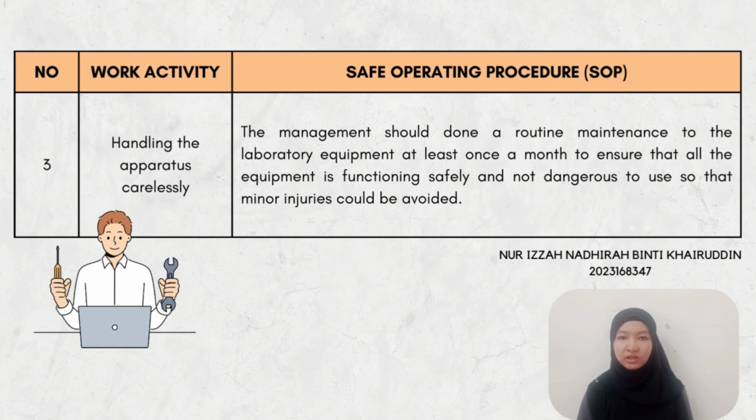The SOP for this task is that the management should do routine maintenance on the laboratory equipment at least once a month to ensure that the equipment is functioning safely and is not dangerous to use, so that minor injuries could be avoided.